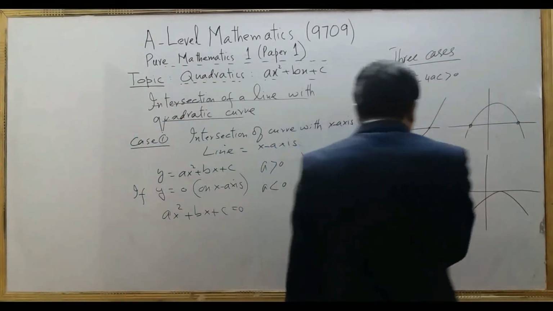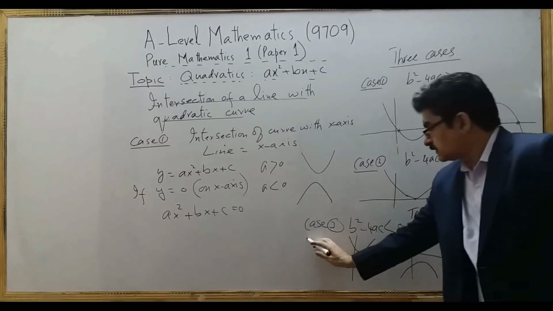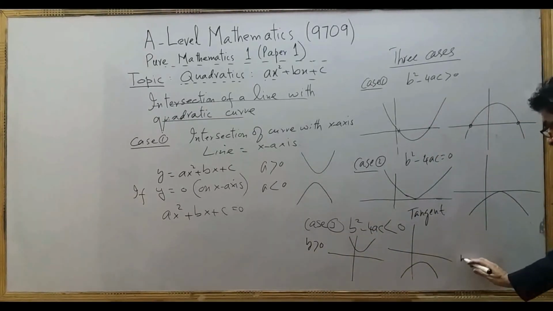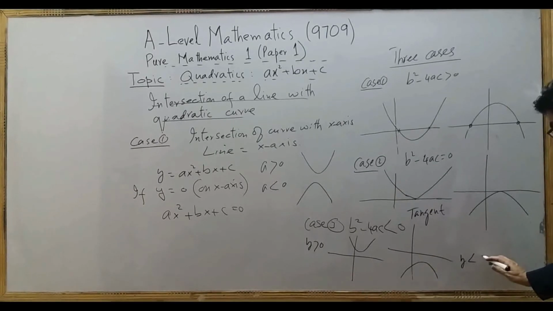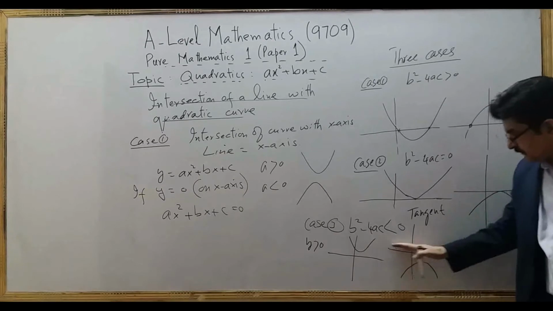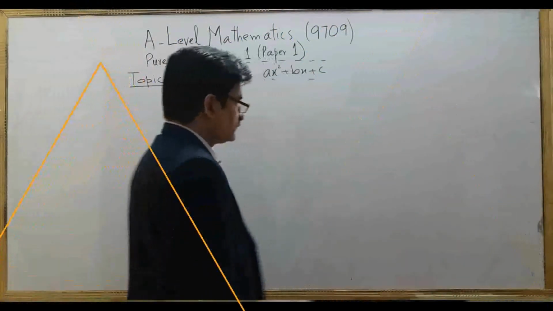And also in this case, keep in mind that if this is the curve, then y is always greater than 0, and if this is the curve, then y is always less than 0. It means that for any value of x, the y coordinate is here positive, here negative.